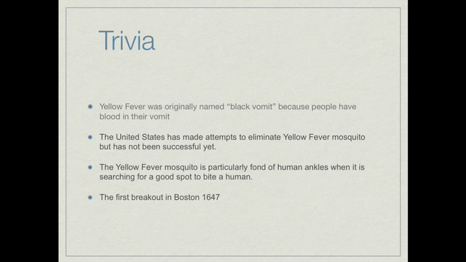The yellow fever mosquito is particularly fond of human ankles when it's searching for a good spot to bite a human. I found it very interesting because I consider the human ankle the worst place to bite. We have arms with plenty of muscles, or our chest, our necks, even faces, but the ankle is just one layer of skin and bones. I don't even know why they choose it.